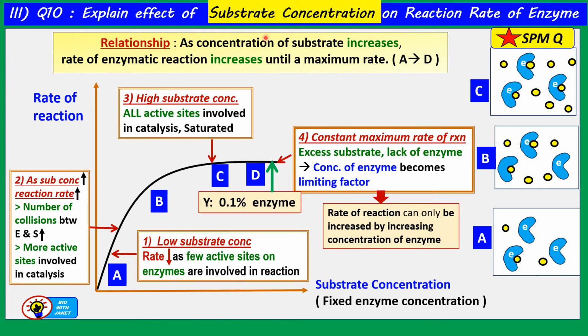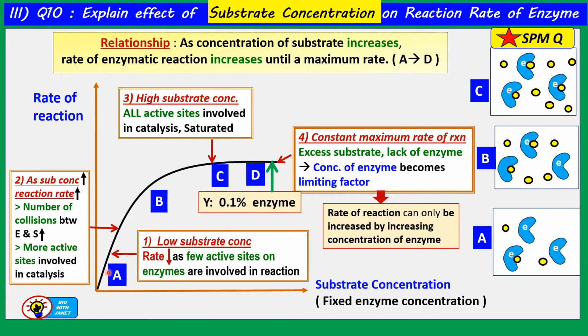So let's go on to explain the effect of substrate concentration on the reaction rate of enzymes. Now the basic relationship is, as the concentration of the substrate increases, the rate of enzymatic reaction also increases until a maximum rate. I can see from the graph here of the rate of reaction against the substrate concentration, that at the maximum rate the rate of reaction becomes constant. It doesn't increase anymore.